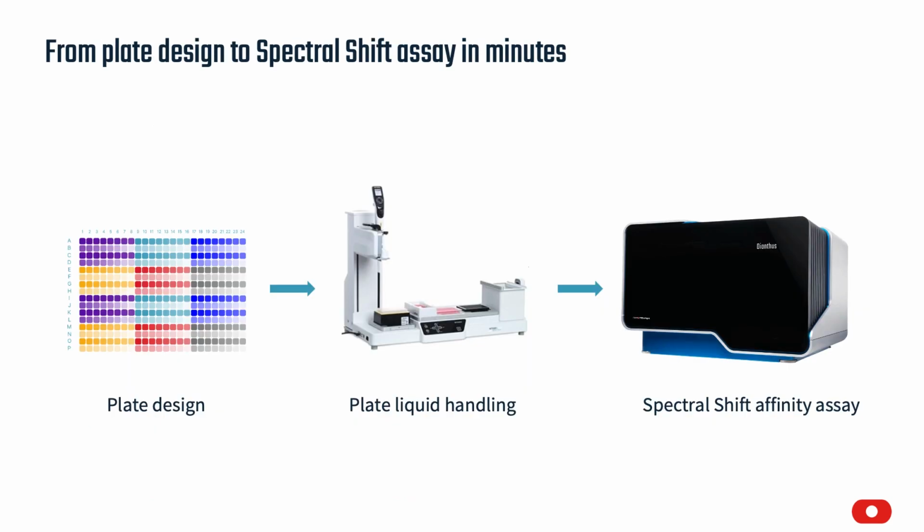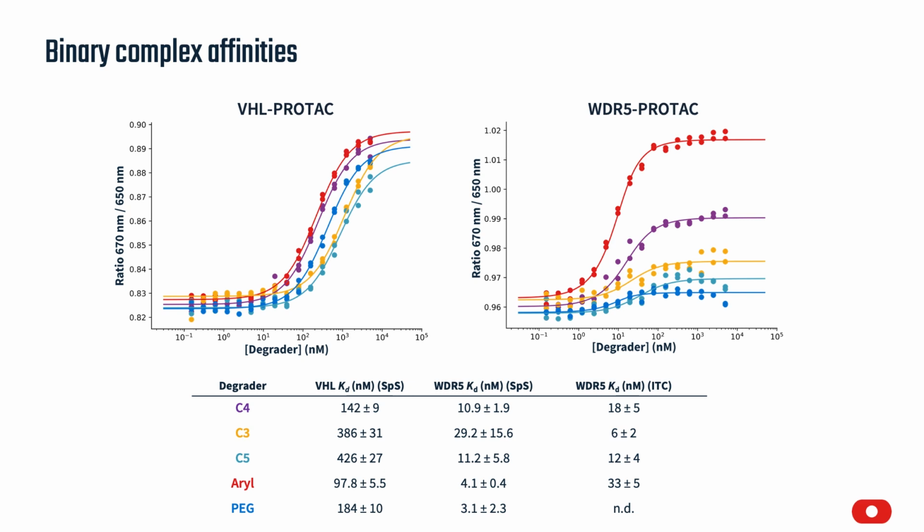With our pre-planned plate design and a liquid handler such as the Integra Assist robot that we use in our labs, and our Spectral Shift technology, this entire workflow can take less than 2 hours. The Dianthus itself is capable of measuring this full 384 well plate in less than 35 minutes when Spectral Shift is used. So now let's take a look at the binary binding results.